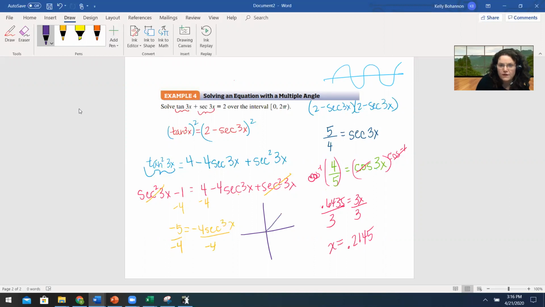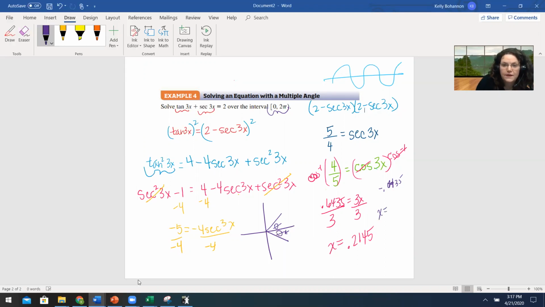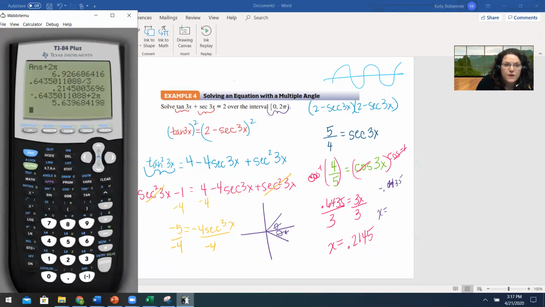Cosine is positive in quadrant 1. So let's say this is my first angle. And cosine is also positive in quadrant 4. So if my first result was 0.6435, then this angle is negative 0.6435, right? Now, that answer is not inside my interval. But if I add 2 pi to that, so let's go up here and make negative 0.6435 the first answer that I got, and that is what I'm going to add 2 pi to. Then I get my other angle, so 3x equals 5.63968.